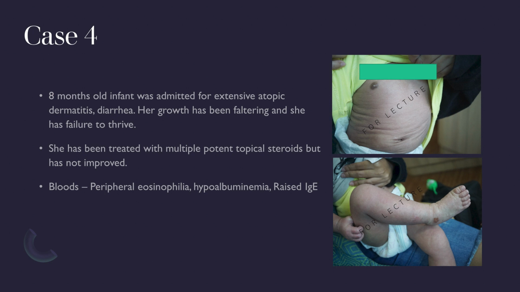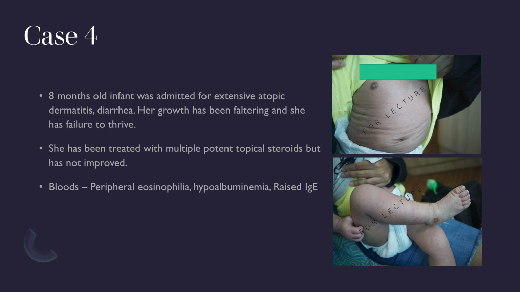All right. So this is an 8-month-old infant admitted for extensive AD and diarrhea. Growth is faltering and she has failure to thrive. Of course, it was attributed to the extensive AD that she has. She was treated with multiple potent topical steroids but has not improved. Thankfully, mom is not topical steroid phobic yet. The bloods showed peripheral eosinophilia, hypoalbuminemia, and raised IgE.